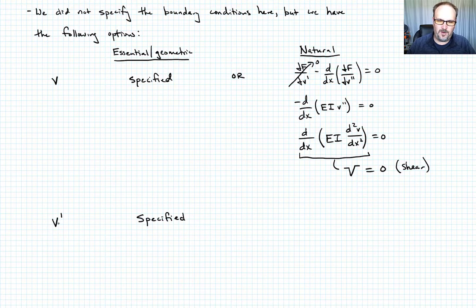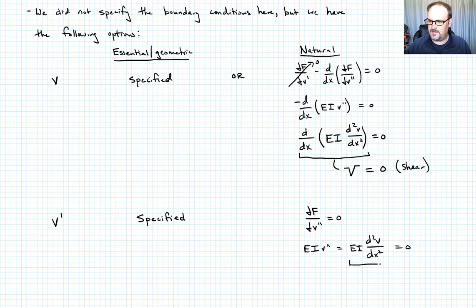In the case of V prime or the slope, we're either specifying the slope or what? And you're probably thinking moment, and you'd be right. Because what's the natural boundary condition that we just proved? We said that the partial f with respect to V double prime must be equal to 0. That's the equivalent, right? And what does this look like if we substitute in our equations? This says EI V double prime, which maybe I would write as EI d squared V dx squared is equal to 0. And hopefully you know this from your sophomore level mechanics of materials class, as this is your moment, right? So what we're saying here is that the moment equals 0.